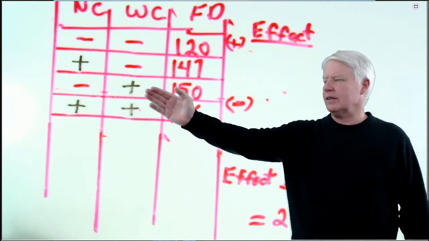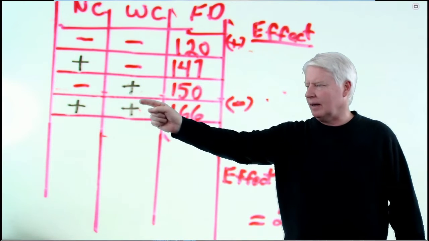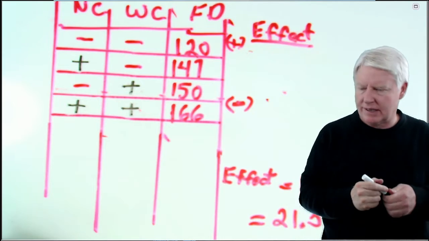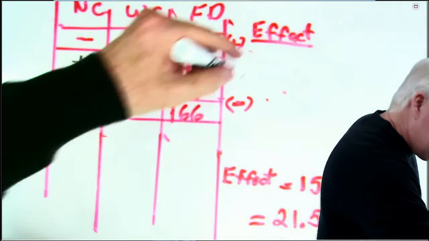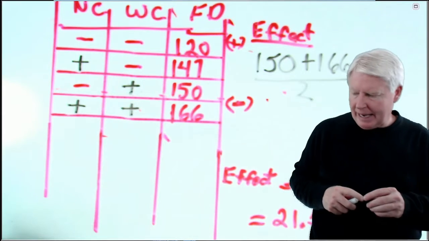Okay, so I'm going to do positive first. So this is the wing condition column right here. I'm on the right column. That's when it was positive. It went 150 and 166. So I'm going to go 150 plus 166 divided by 2 will give me my average there.